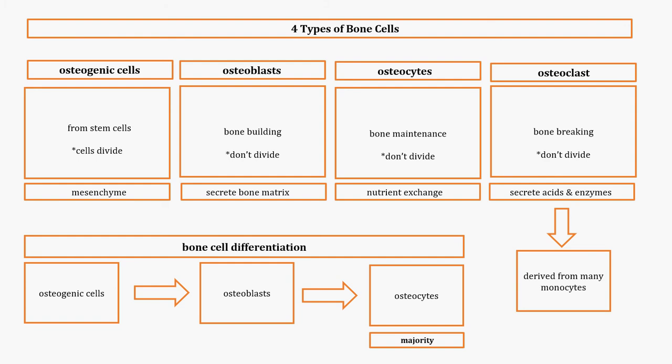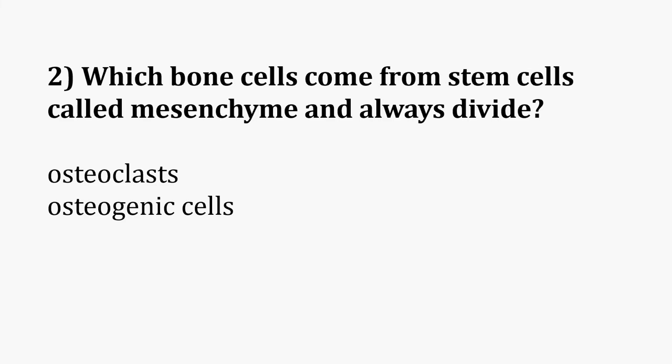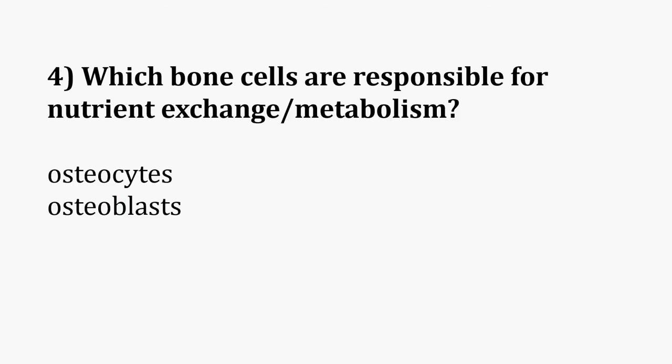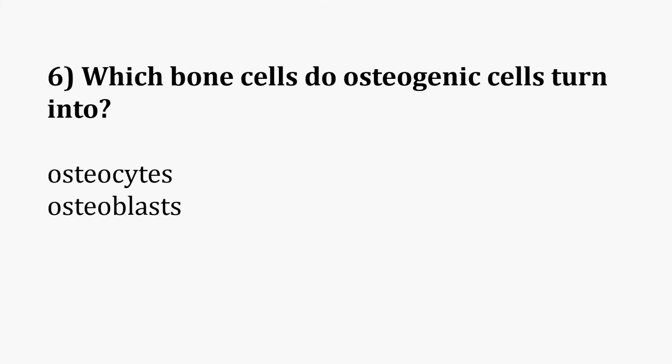Okay, so let's do some repetition now. How many types of bone cells are there? 4. Which bone cells come from stem cells called mesenchyme and always divide? Osteogenic cells. Which bone cells secrete collagen, bone matrix, and are bone building? Osteoblast. Which cells are responsible for nutrient exchange and metabolism? Osteocytes. Which bone cells secrete acid enzymes and are bone breaking? Osteoclast. Which bone cells do osteogenic cells turn into? Osteoblast.